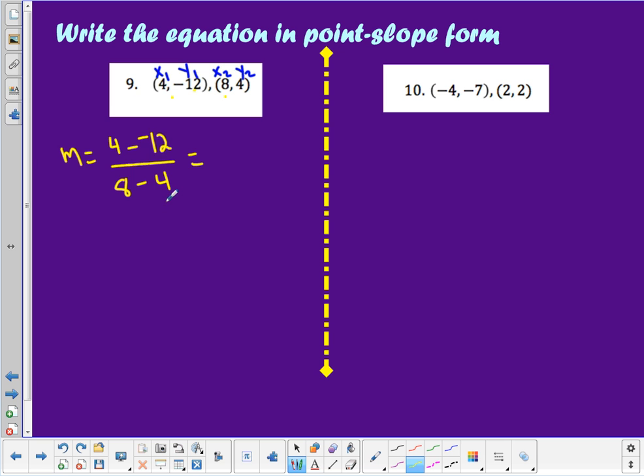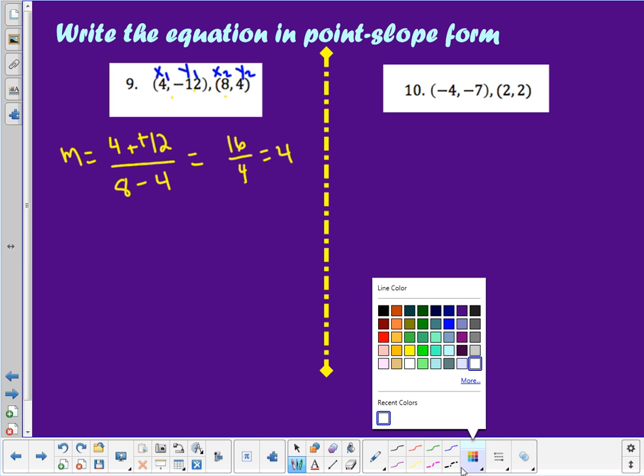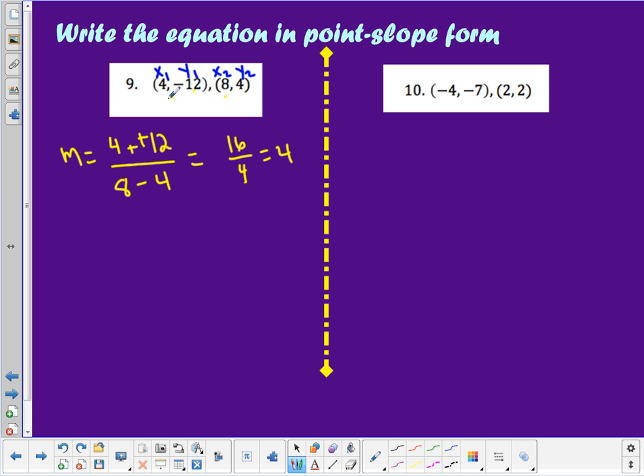And now let's actually solve that. So 4 minus negative 12, add those together, that's a 16, because minus and negative is adding. 8 minus 4 is 4, 16 divided by 4 is 4. So that's my slope. Now, you have 2 options. You have 2 choices. You have the point slope form for the first point or point slope form for the second point, and it doesn't matter because they're both points on the same line. So you can write it using either option.